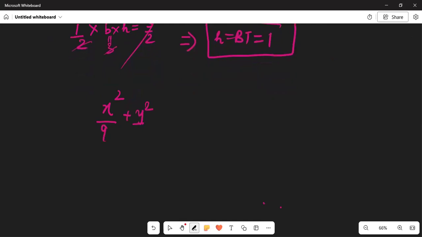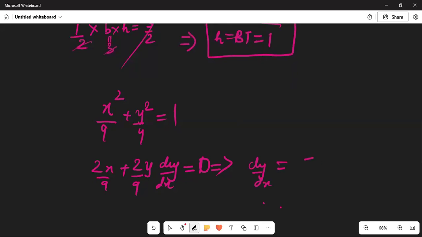This is x square by 9. This is the equation of the ellipse. To calculate the slope of the tangent line, what do we use? We use derivatives. So differentiate this equation. Sorry, this is 0. This implies dy by dx equals minus 2x by 9 upon minus 2 by 9y.